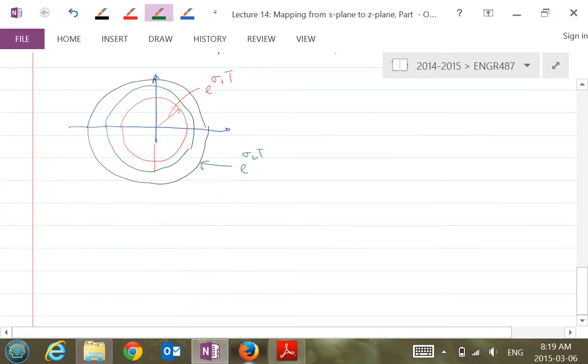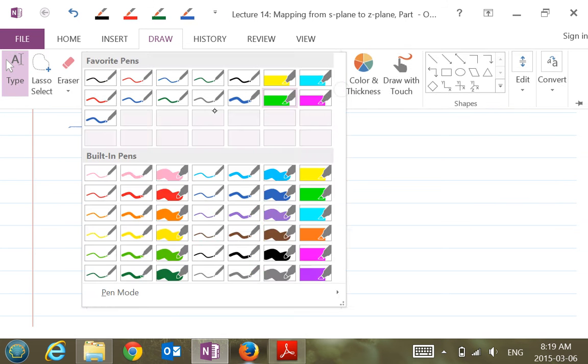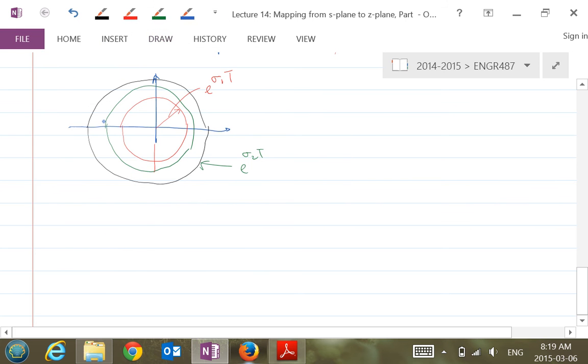So that's the first locus there. Okay, second one. Let's look at the mapping of this so-called region of minimum settling time, Ts.